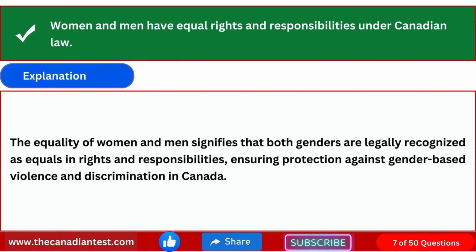The correct answer is, women and men have equal rights and responsibilities under Canadian law. Explanation: the equality of women and men signifies that both genders are legally recognized as equals in rights and responsibilities, ensuring protection against gender-based violence and discrimination in Canada.